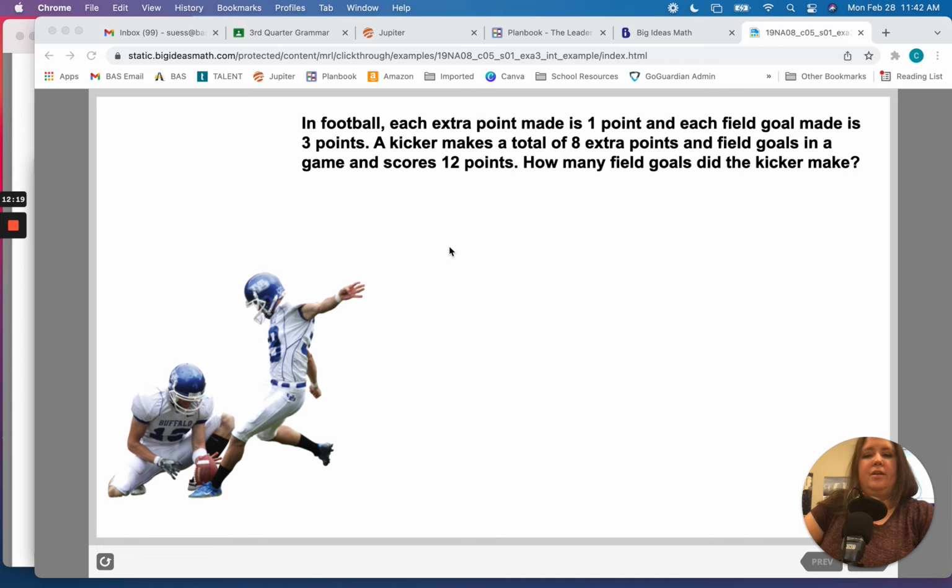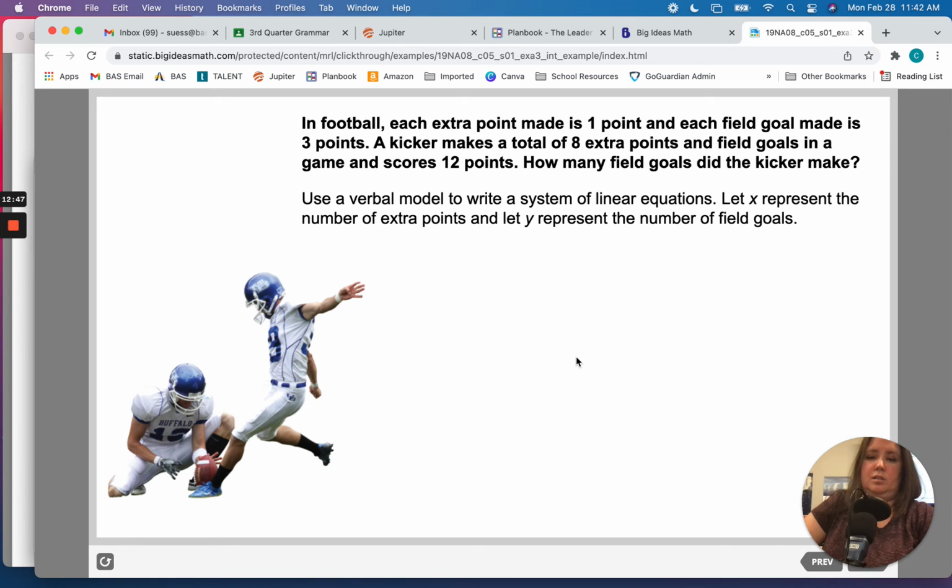All right, example 3. In football, each extra point made is 1 point, and each field goal made is 3 points. A kicker makes a total of 8 extra points and field goals in a game and scores 12 points. How many field goals did the kicker make? So this is how you can actually create a word problem and solve for the system of solutions. Okay, so let's create our two equations.